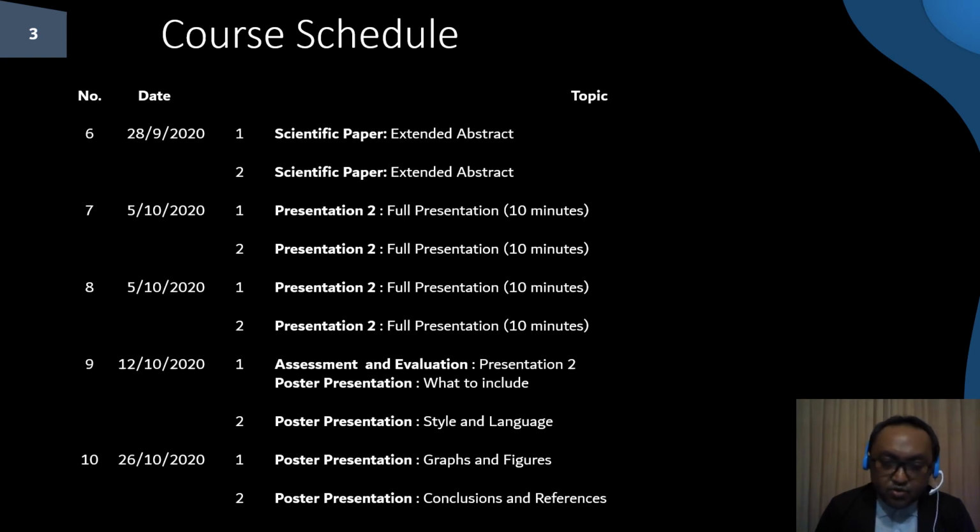And then we're going to move on to another topic, which is the poster presentation. We're going to talk about what to include, and also the style and language that week. So at the 10th week, we're still at the poster presentation basics. We're going to talk about graphs and figures, how you place graphs and figures in the poster, and also how to make a conclusion and how you put references inside a poster.